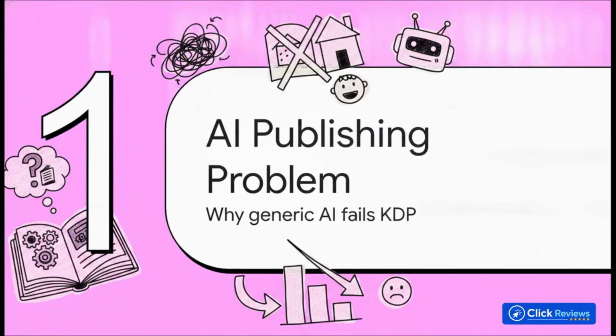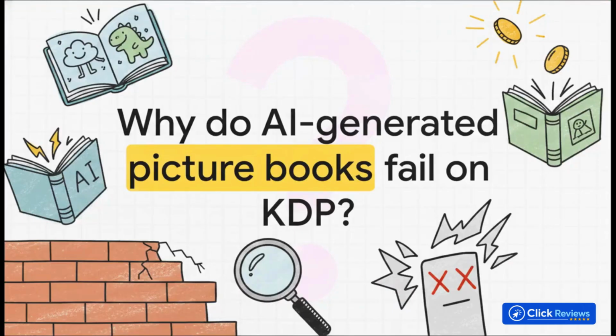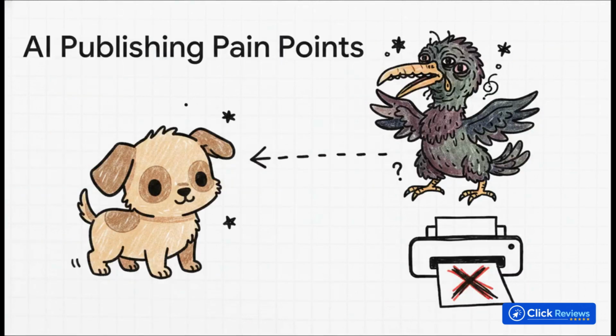Section 1. The AI publishing problem. So if you're trying to tap into the Amazon KDP picture book market, which, by the way, is a $4 billion evergreen space growing at 12% a year, you might be pulling your hair out wondering why generic AI outputs just aren't cutting it. I mean, it's a total gold rush right now, but basic text and image generators are hitting a massive brick wall.